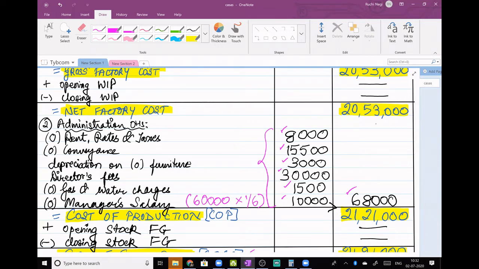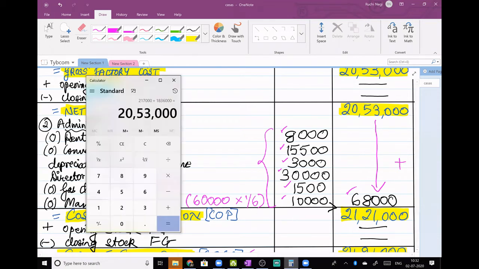Then the outer column also has to be totaled. So net factory cost 20,53 and plus this value. So this is how you add the outer column. 20,53,000 plus admin overhead 68,000. So my answer is 21,20,000. Sorry, 21,21,000.